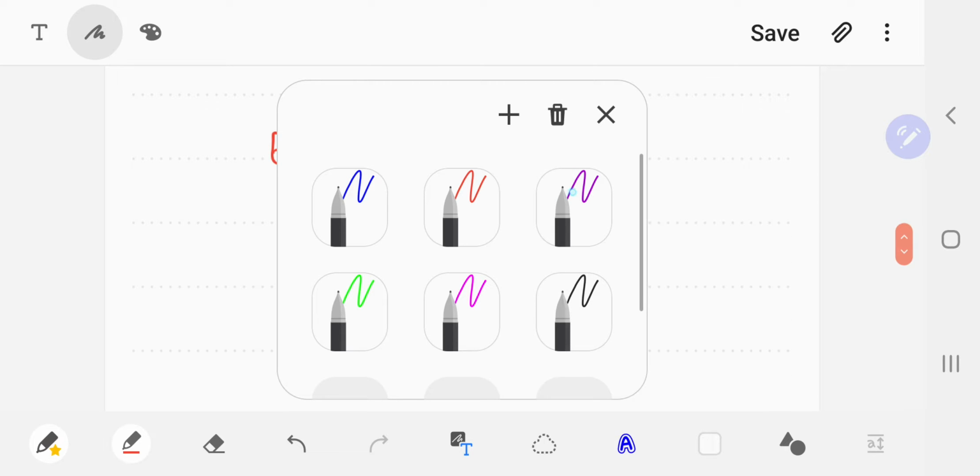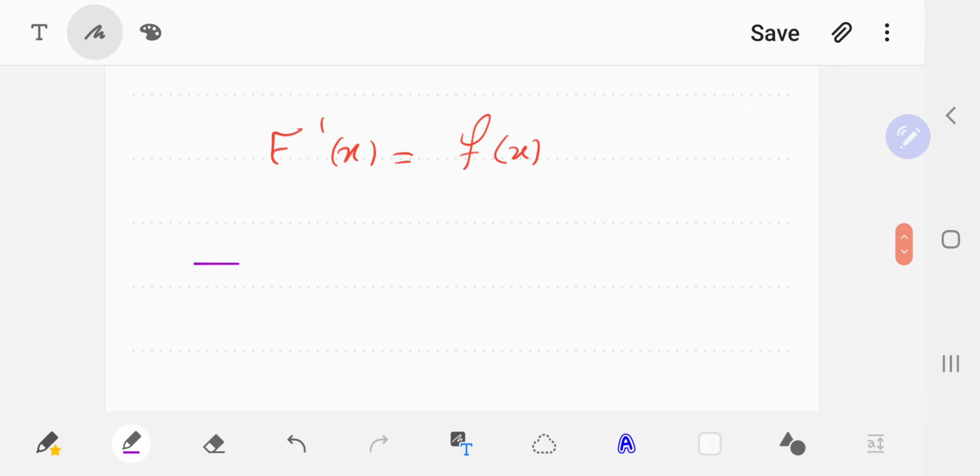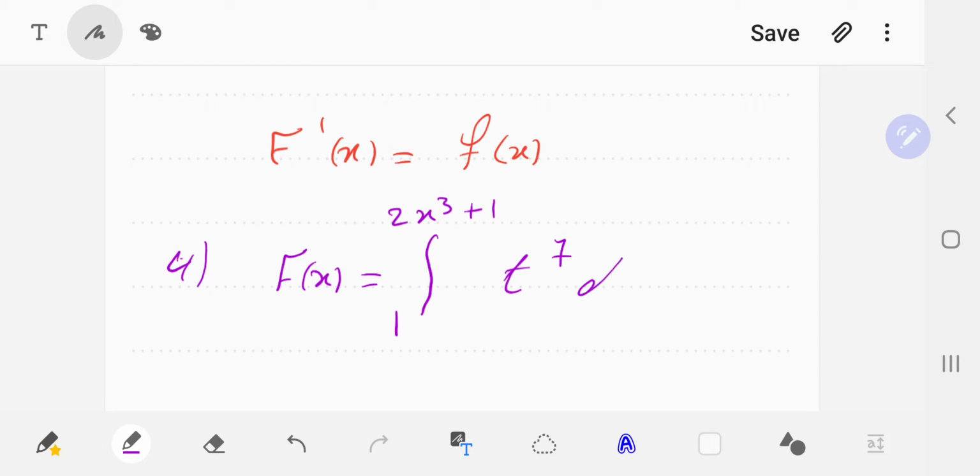But I want to go further than this. Let's say that I have this integration. Capital F of x is equal to the integration from 1 to 2x cubed plus 1 of t to the power of 7 dt. What if it's not x, if it was a function like this?